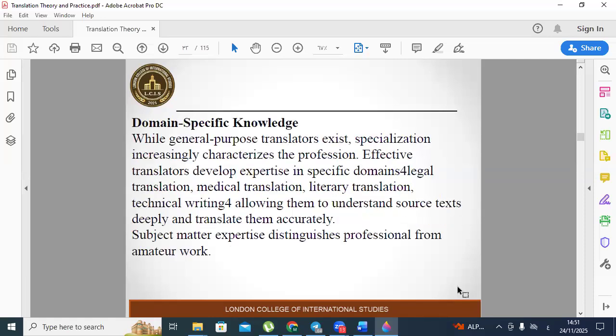Domain-specific knowledge. While general-purpose translators exist, specialization increasingly characterizes the profession. Effective translators develop expertise in specific domains: legal translation, medical translation, literary translation, technical writing, allowing them to understand source texts deeply and translate them accurately. Subject matter expertise distinguishes professionalism from amateur work.